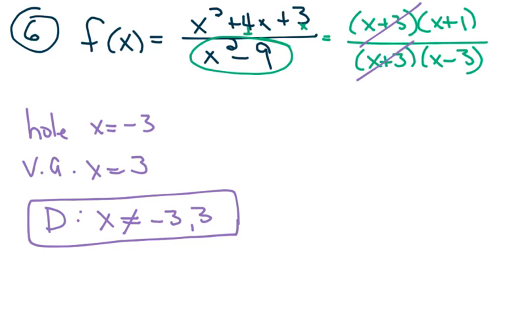The domain, which is the same as finding the holes and vertical asymptotes, is written a little bit differently. So we say that the domain is x cannot equal -3 and +3.